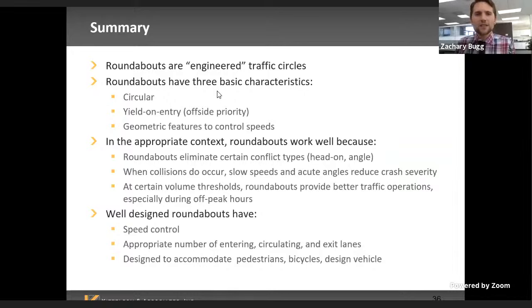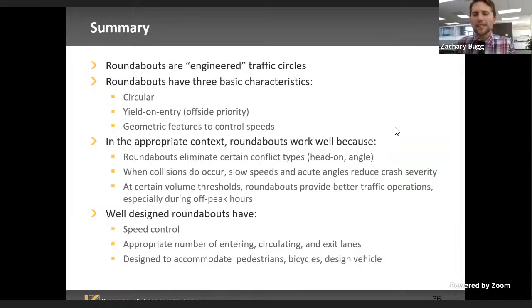So basically, they tend to be circular, although not always. Sometimes they're elliptical. The biggest thing is having the yield on entry. Don't allow other types of control out there, like merging and diverging. Traffic entering the circle should yield; it should be traffic within the circle that has the right of way. Control those speeds, get them down below 40 kilometers an hour or so, 25 miles an hour.